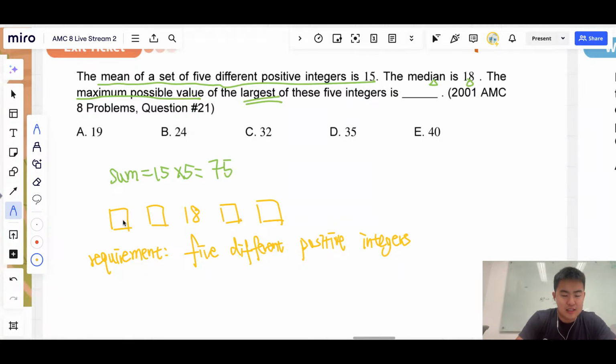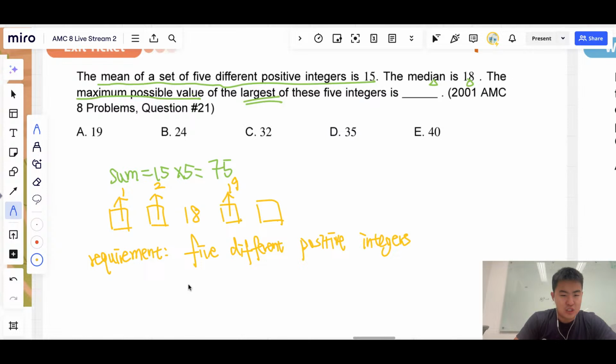Okay? So let's say this one is 1, and can I still put 1 in the second box? No, because we need a difference, so that should be a 2. And after 18, the next number is 19. So the number in the last box should be found by having 75 subtract 1, subtract 2, subtract 18, subtract 19, okay?